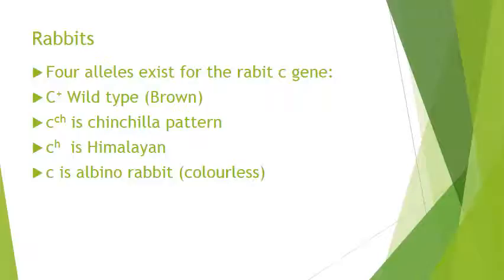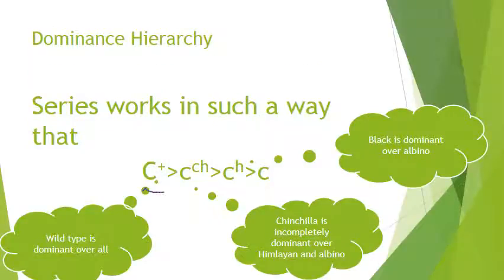So we'll just do an example. Say we've got rabbits. There's 4 alleles that exist for the rabbit gene. So you've got the wild type, which is brown. We express it like this. The chinchilla, the Himalayan, and the albino. So the albino is the one that is the most recessive. So only if they have 2 little c's will that be expressed. So we've got wild type, which is dominant over everything, all the way down to the albino, which is recessive. We've got the black Himalayan one, which is dominant over c, and we've got the chinchilla, which is incompletely dominant. Remember what that word refers to, which is an intermediate, incompletely dominant over the Himalayan and the albino.